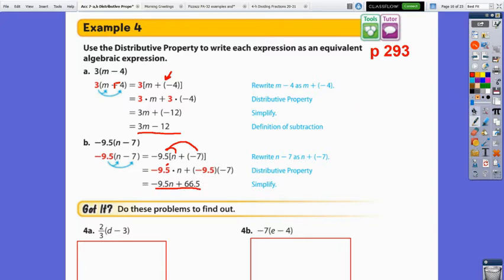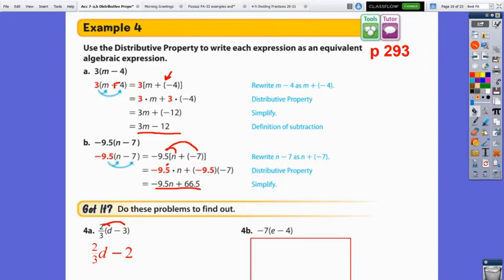2 for you to do. 4a, 2/3 times d minus 3. 2/3 times d, that's 2/3 d. 2/3 times negative 3 is negative 2, because the 3 on the top and the 3 on the bottom will cancel out if you cross reduce, and you get 2/3 d minus 2.